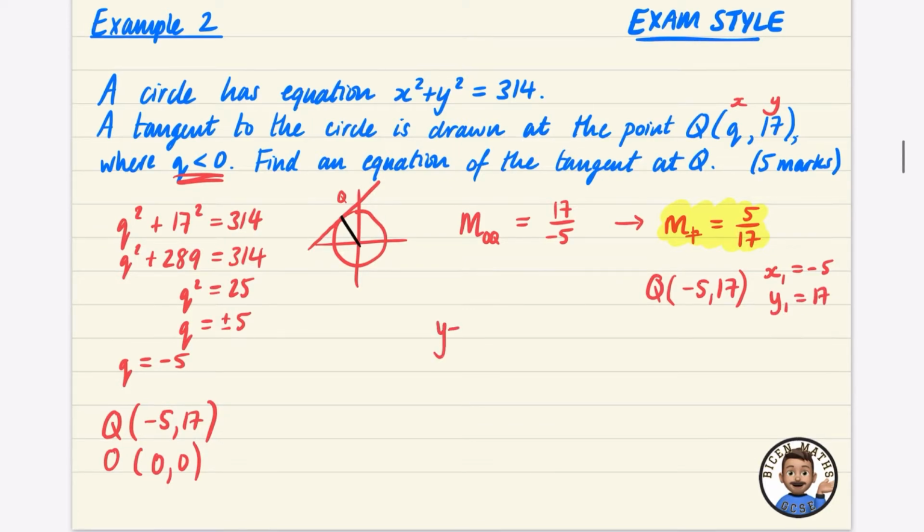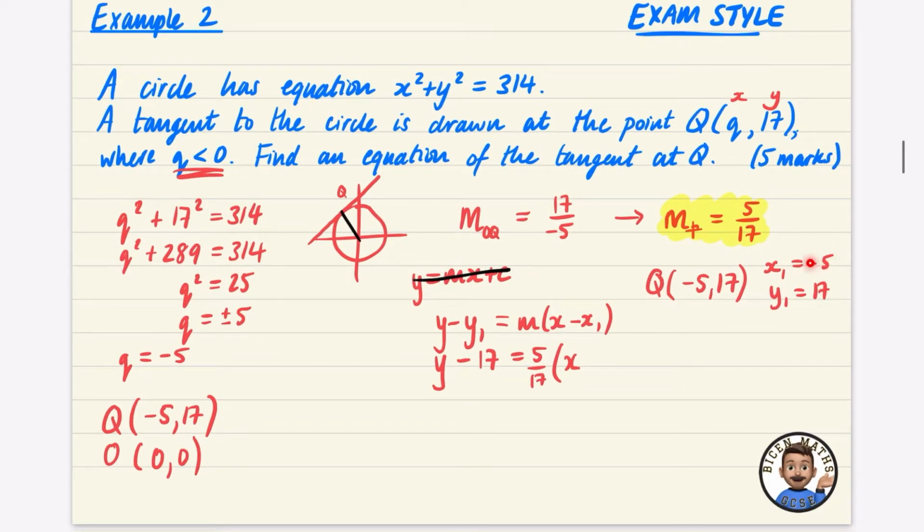And I'm going to be using the A-level formula, y minus y1 equals m brackets x minus x1. Of course, if you want to use y equals mx plus c and you just sub in x as minus 5 and y as 17, then that's fine. But I'm actually not going to do that one because I want to go a little bit quicker on this and I can get straight to the answer. So it's going to be y minus 17 equals m, which is 5 over 17, brackets x minus x1, and that's x minus minus 5 becomes x plus 5 like this.